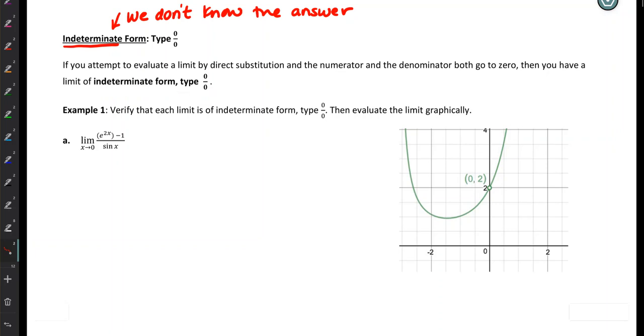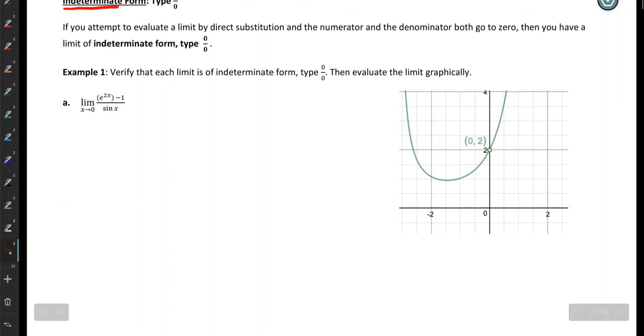So in example 1a and b, we're going to be verifying that we have an indeterminate form of type 0 over 0, and then we're going to evaluate the limit graphically. Later, after we learn L'Hopital's rule, we'll be able to verify this answer analytically.